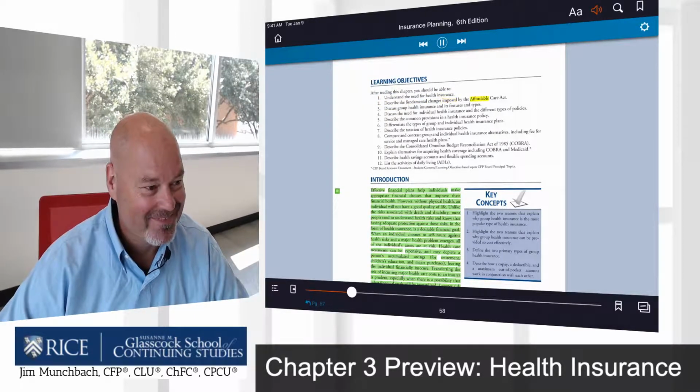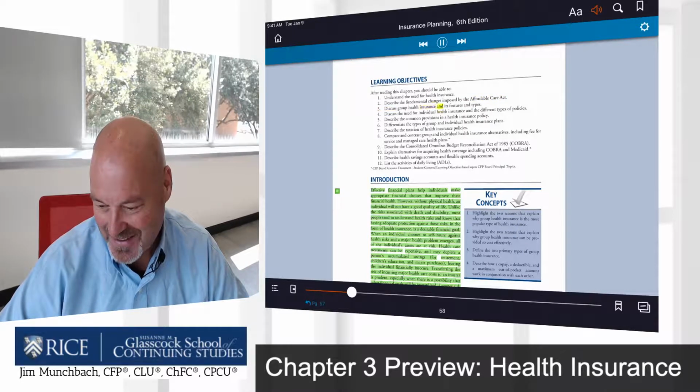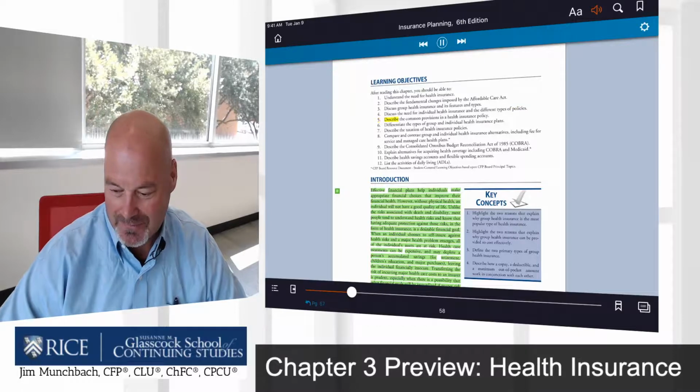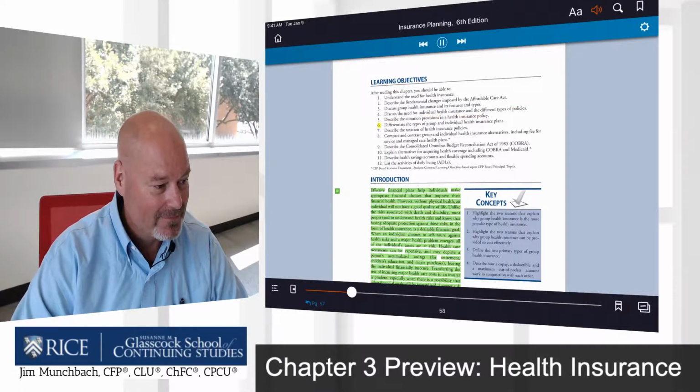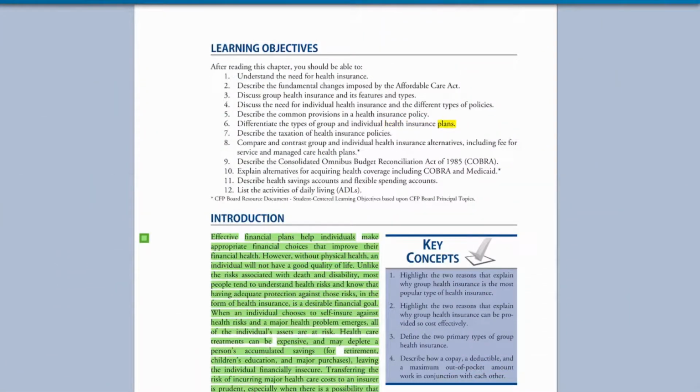2. Describe the fundamental changes imposed by the Affordable Care Act. 3. Discuss group health insurance and its features and types. 4. Discuss the need for individual health insurance and the different types of policies. 5. Describe the common provisions in a health insurance policy. 6. Differentiate the types of group and individual health insurance plans. 7. Describe the taxation of health insurance policies.